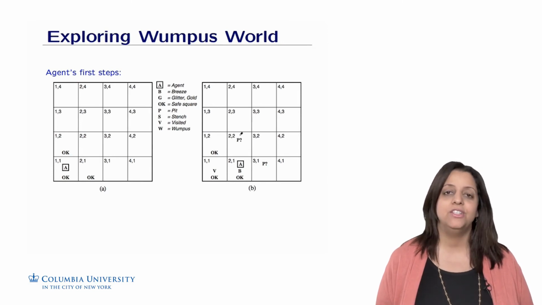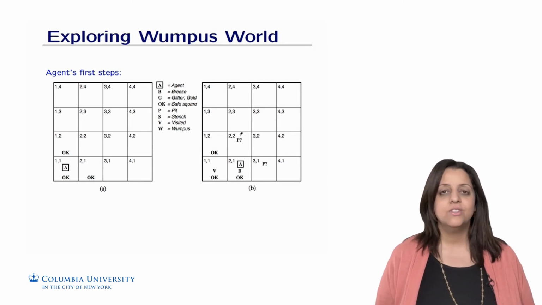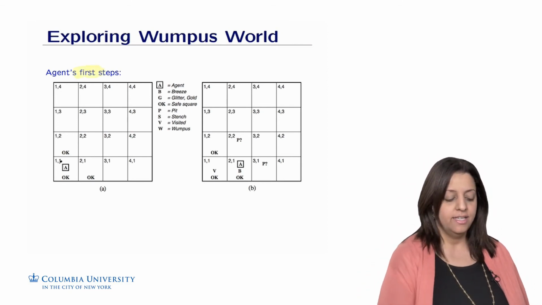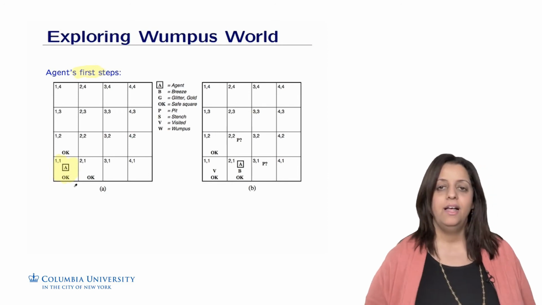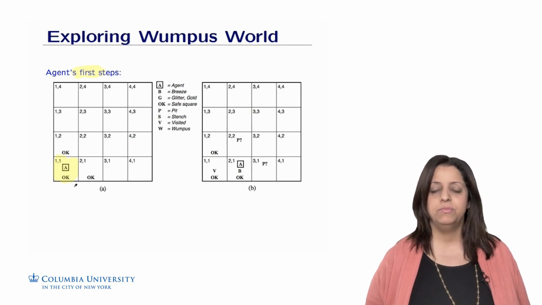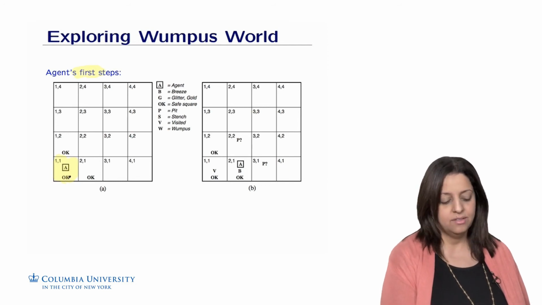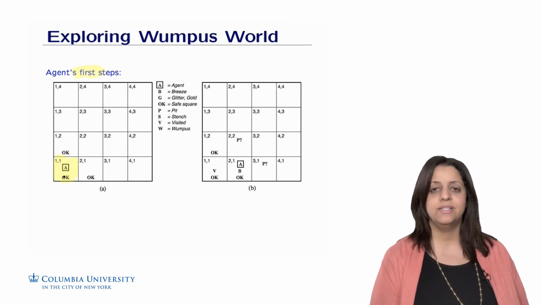Now let's use some informal language using symbols in the grid and do some logical reasoning about how the agent should evolve in the cave. So initially, these are the first steps. The agent is in the first room. And we know that by default, this room is safe for the agent. So we're going to add the symbol OK to say that the room is OK to be in. So this room is safe.